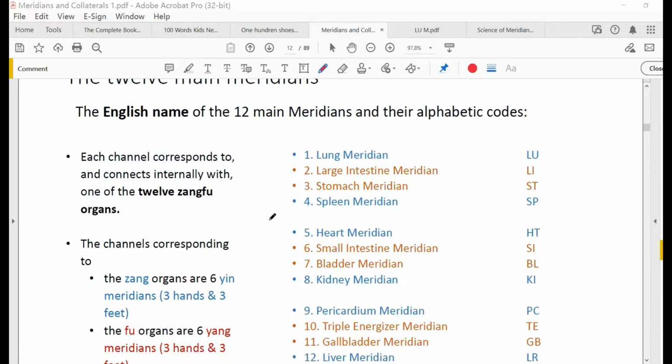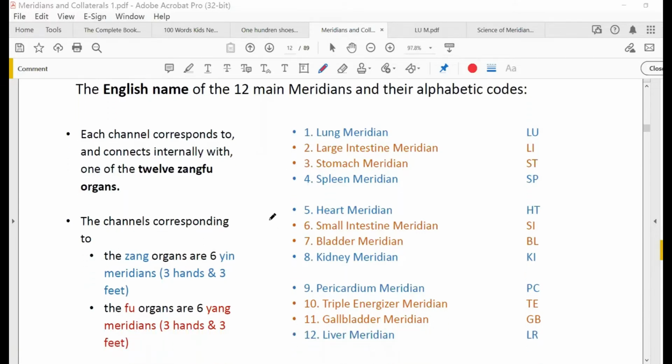Here we talk about the names. Each channel corresponds to and connects internally with one of the 12 zang-fu organs. The channels corresponding to the zang organs are 6 yin meridians. The fu organs are 6 yang meridians.